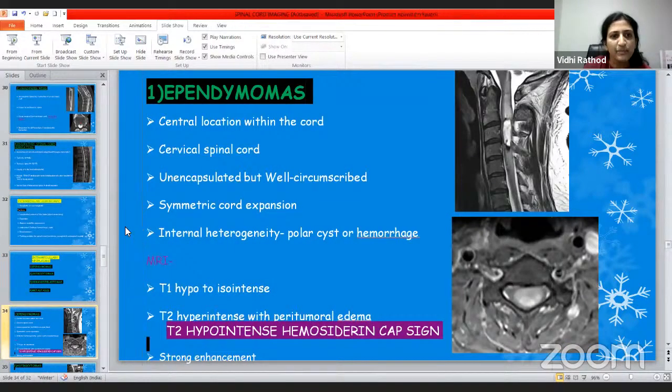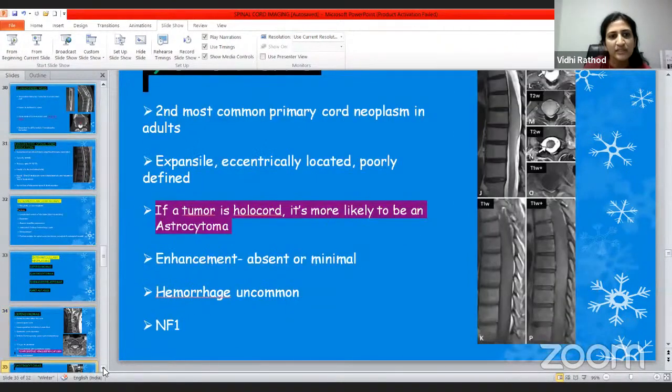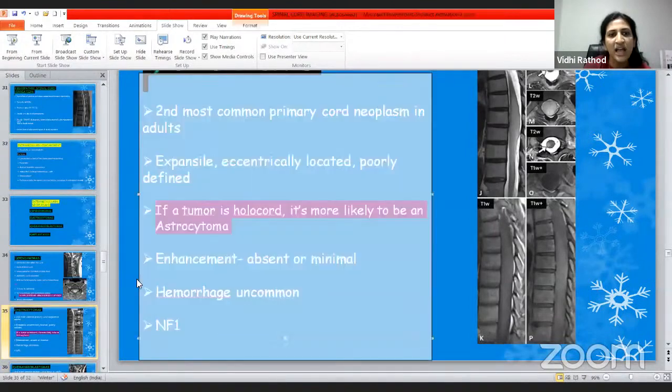So the first is ependymomas. Ependymomas, as we know, arise from the ependyma. So they have a central location within the cord, most commonly the cervical spinal cord. They are not encapsulated, but they are well circumscribed, with symmetric expansion of the cord and internal heterogeneity. They are hypointense to isointense on T1, hyperintense on T2 with a characteristic hypointense hemosiderin cap sign, and they show strong post-contrast enhancement.